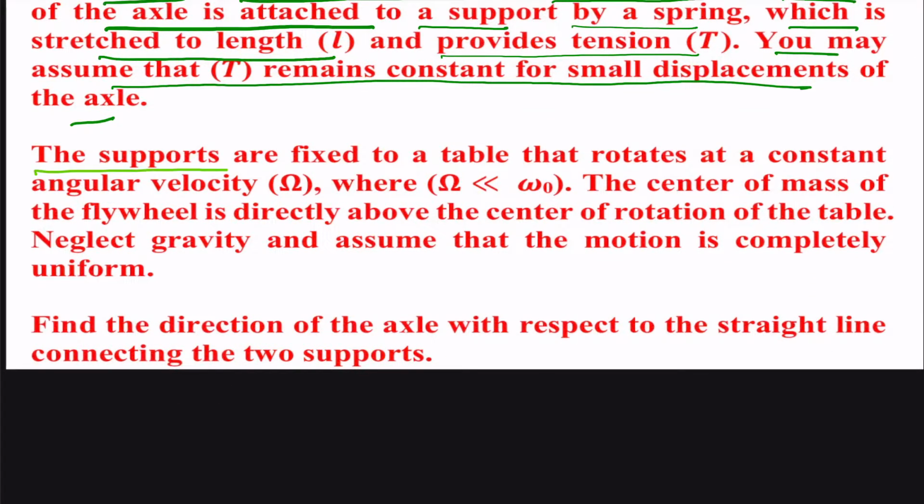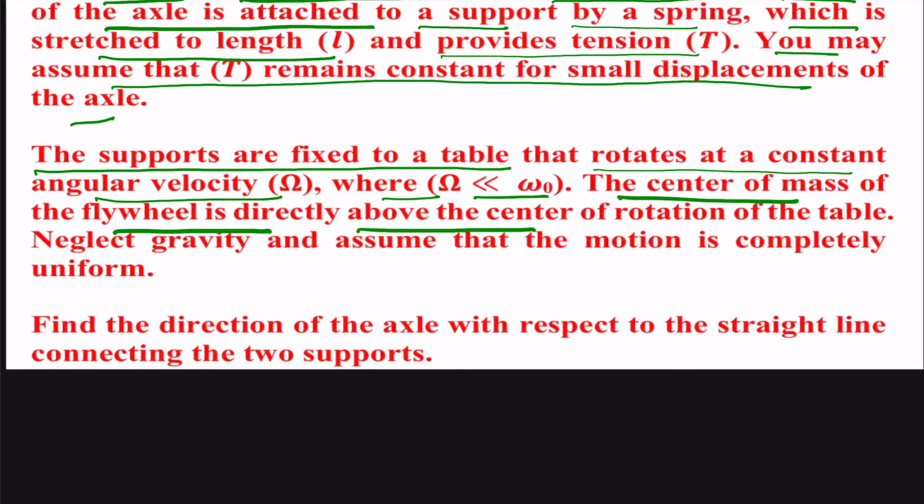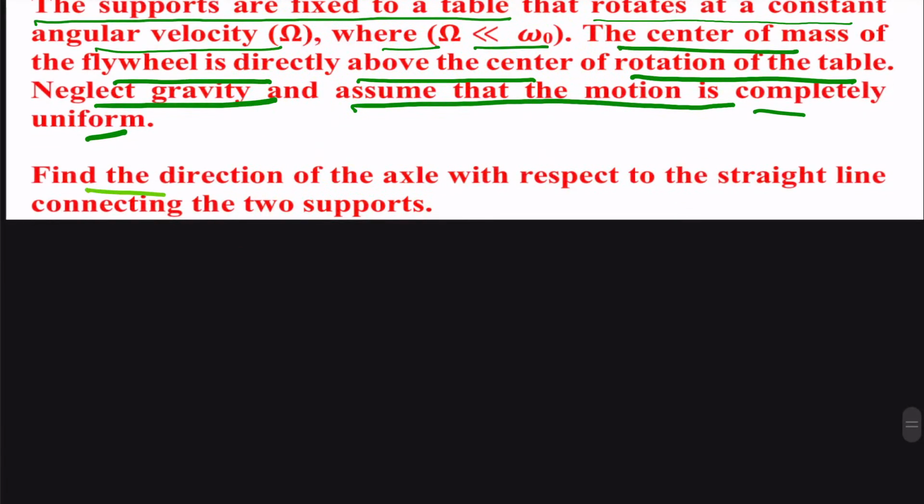The supports are fixed to a table that rotates at a constant angular speed omega, where this omega is much smaller than omega naught. The center of mass of the flywheel is directly above the center of rotation of the table. Neglect gravity. Assume that motion is completely uniform. Find the direction of the axle with respect to the straight line connecting the two supports.